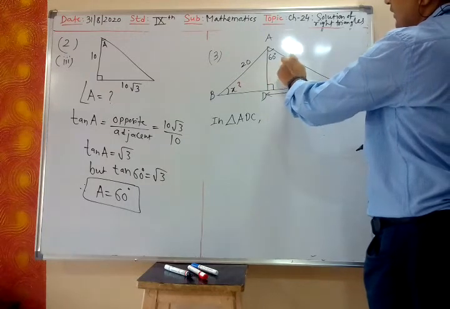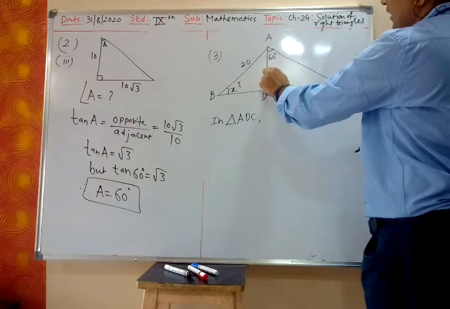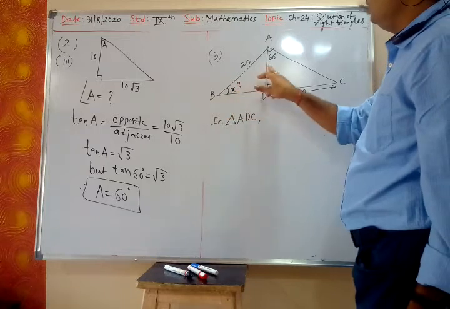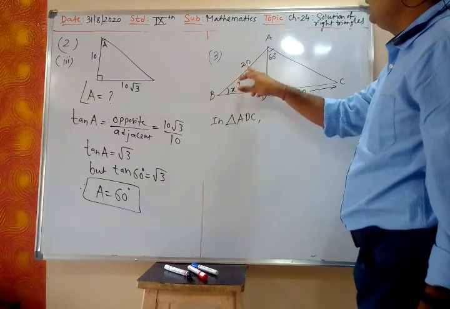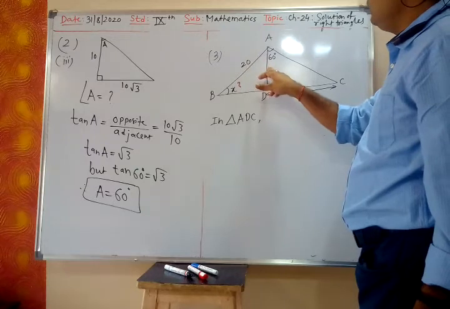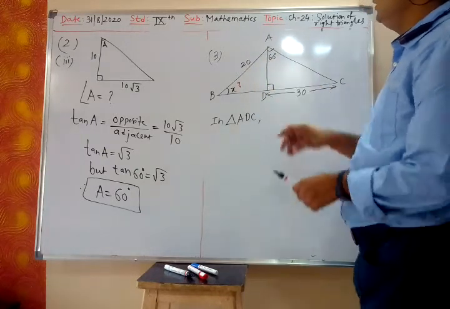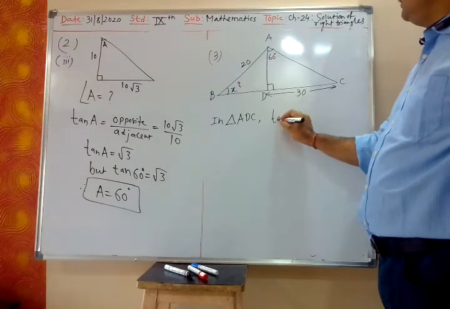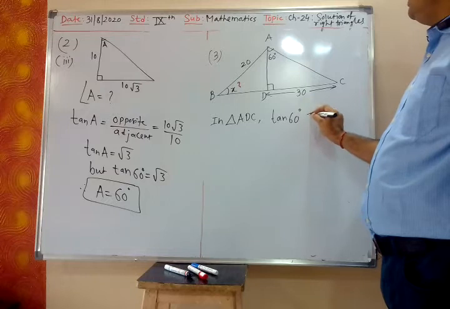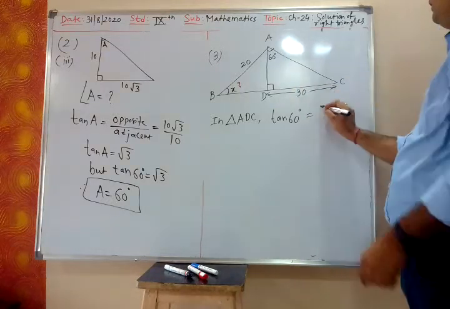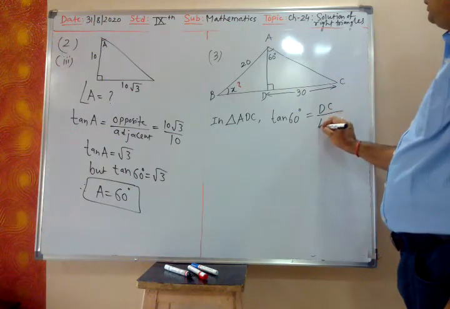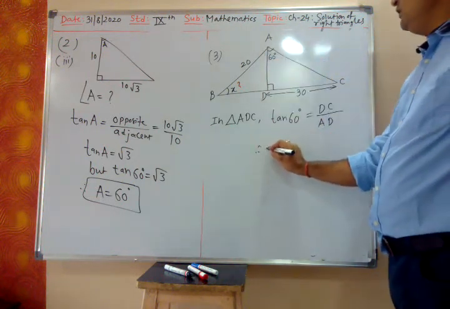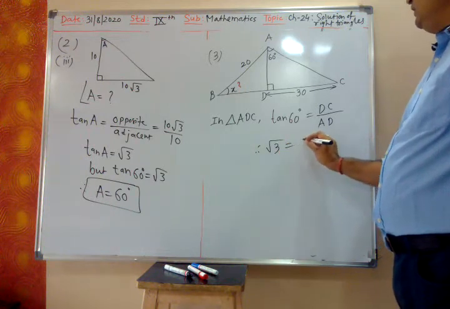Then neither we are given hypotenuse nor adjacent side. For angle x, we are given hypotenuse. So we want opposite side. That means first you have to find AD. So in triangle ADC, we consider tan 60. What is tan 60? Opposite BC upon AD, opposite upon adjacent. Tan 60 is root 3. BC is 30.